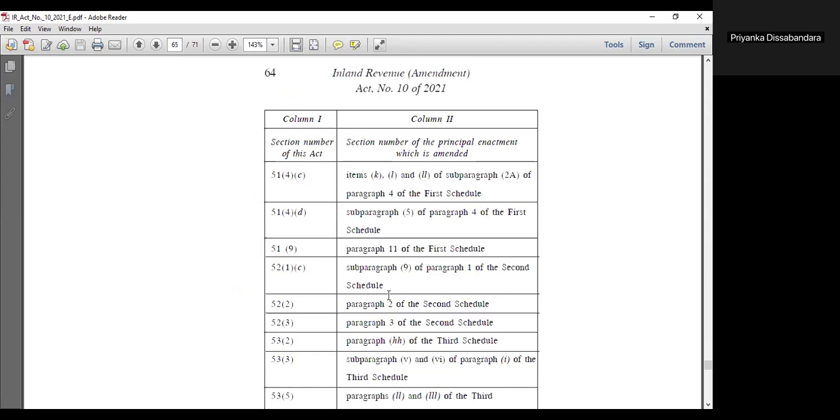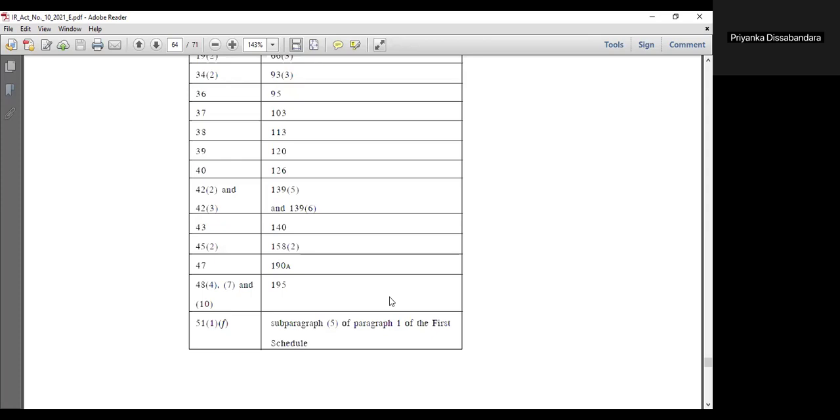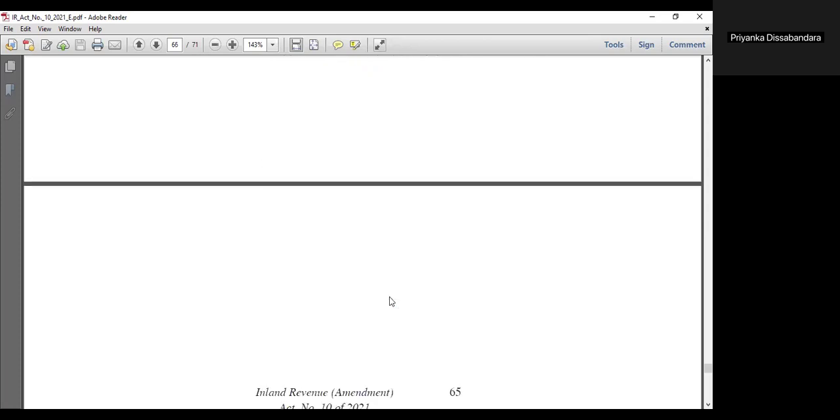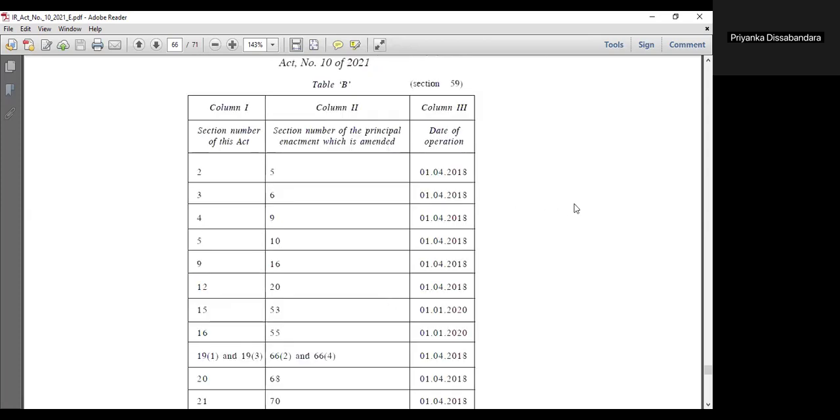Then this is table B. In this table we have given a specific date here. So these amendments are effective from the dates provided under table 2.